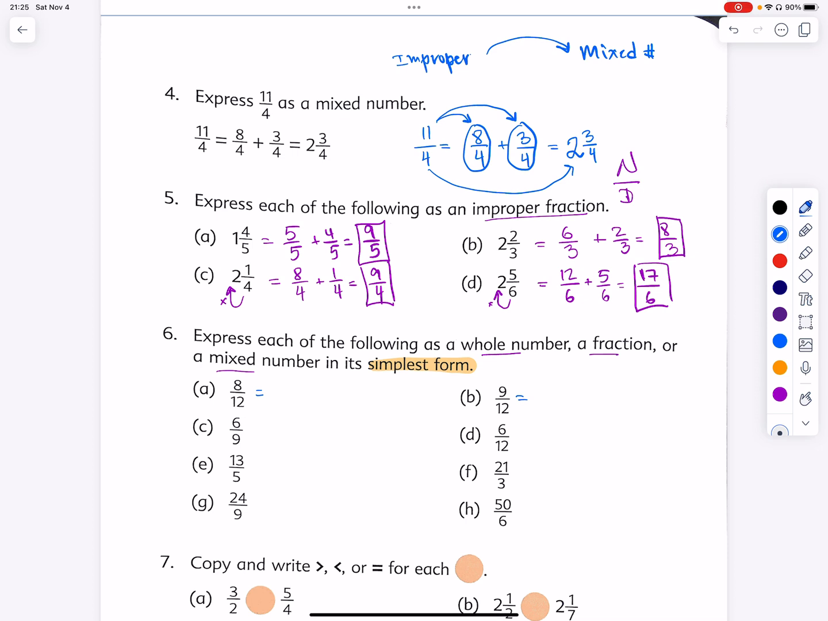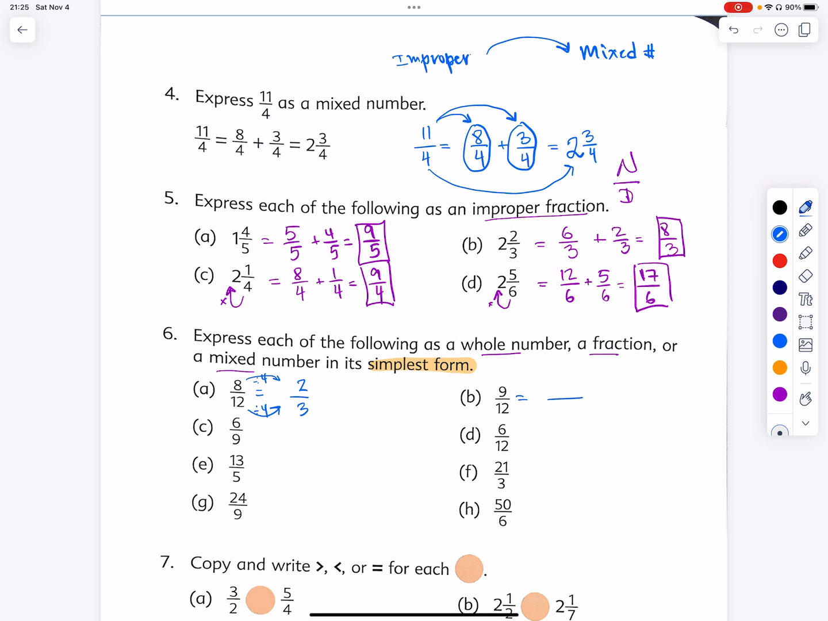8 out of 12. Let's reduce this. We have to find common factors. Both 8 and 12 are divisible by 4. What we do to the bottom, we must do to the top. So 2/3 is an equivalent. What about 9 out of 12?